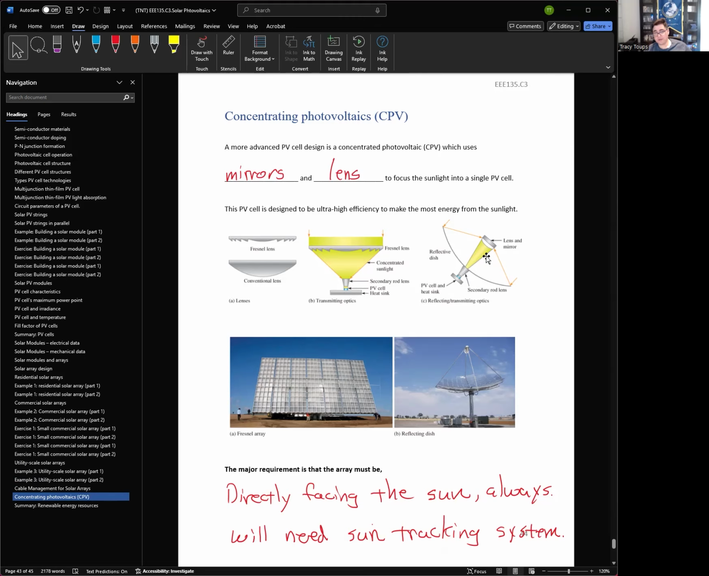Another way to do this is using mirrors and reflections. So you have the sunlight hit a kind of concave mirror, and it's going to reflect all the sunlight into this one PV module. So, sorry, let's say the sunlight comes up here from the top.